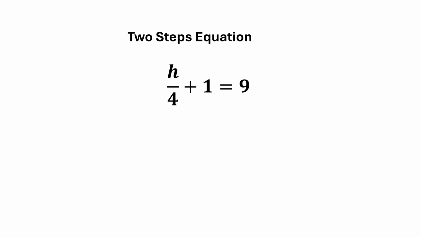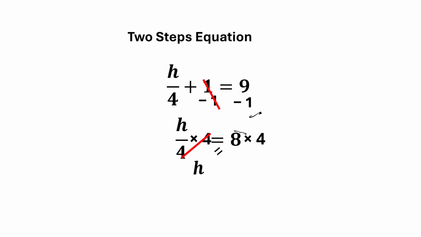Please pause, try it. So we see plus 1, we do minus 1, cancels. H divided by 4 equals 9 minus 1, which is 8. Multiply by 4 to cancel the 4. H equals 8 times 4, which is 32.